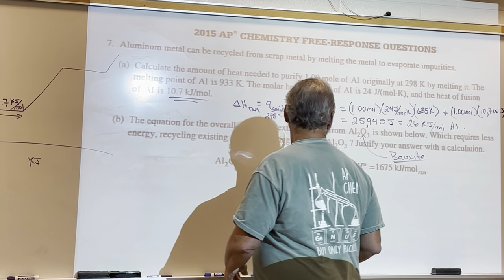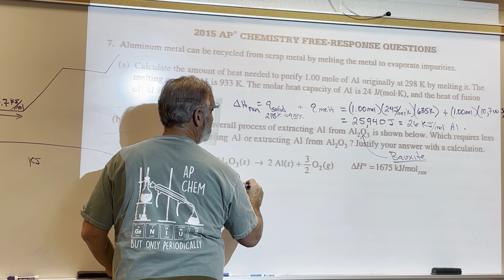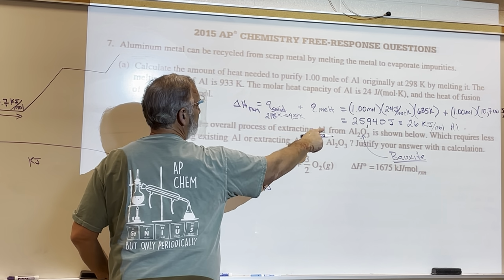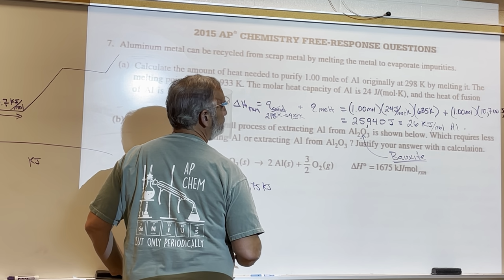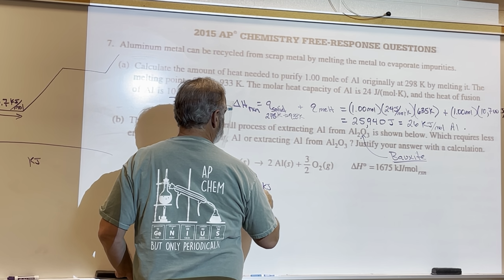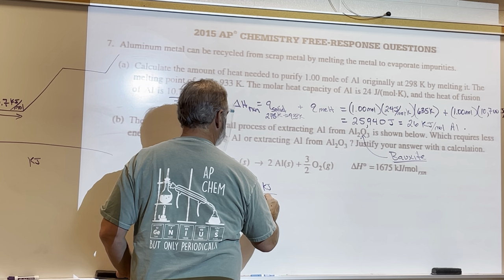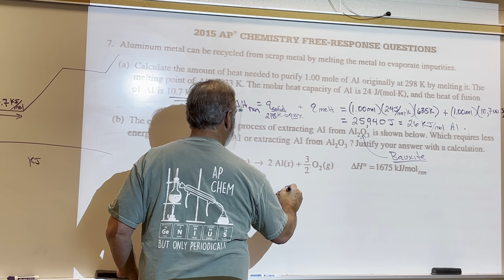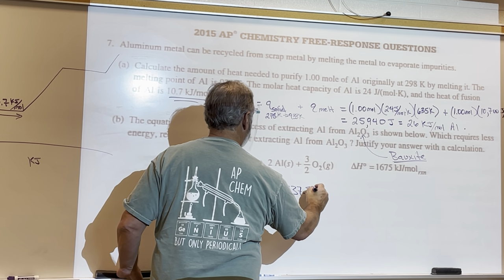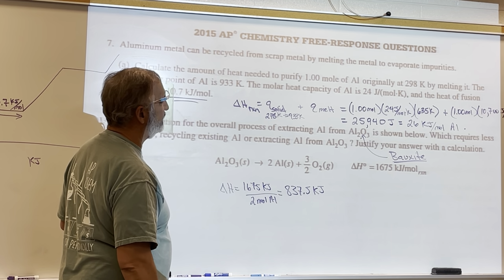How do we get this value? That's per two moles. This is 1675 kilojoules, and I'm not sure on that number. I think we need another zero or something. 1675 kilojoules per 2 moles of aluminum, which is going to equal 837.5 kilojoules. Well, maybe that's right.